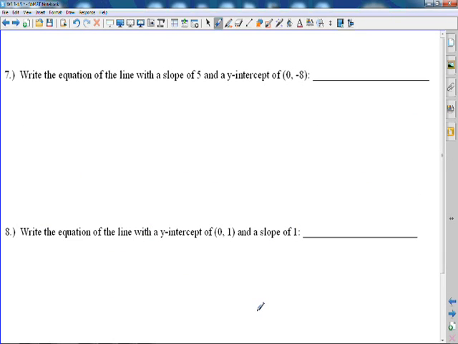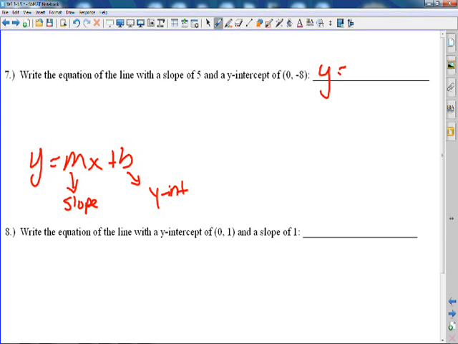There's the next one. Let's answer these next two. Try and write this equation. Y equals mx plus b. M is the slope, b is the y-intercept. My first one, y equals 5x minus 8. Number 8, I would have y equals 1x plus 1. What would be a better way to write this? You are correct. Y equals x plus 1.